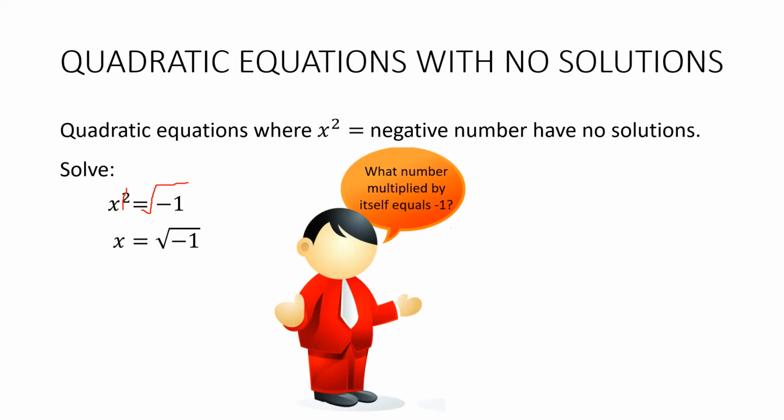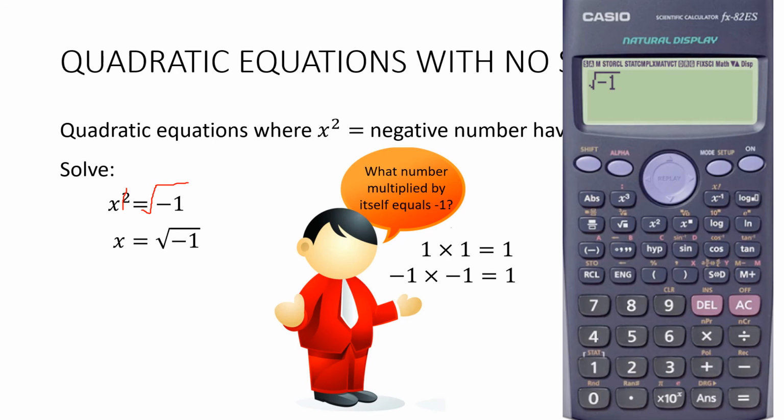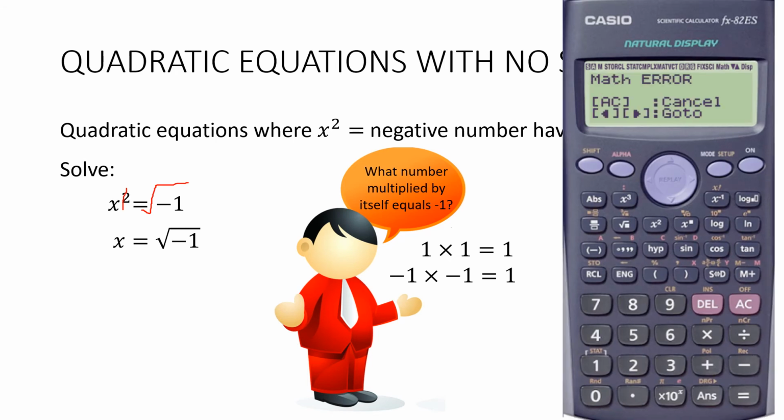So what number multiplied by itself equals negative 1? It's not positive 1. It's not negative 1. We just learnt that. Negative 1 times negative 1 is positive 1. The closest we'd get would be negative 1 times positive 1, but those numbers aren't the same. Even if we put it in the calculator and press equals, we get math error. There is no solution.